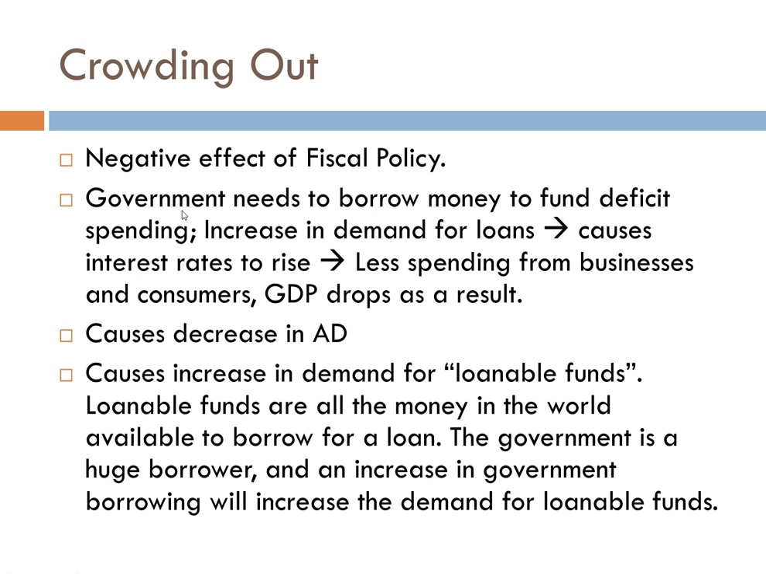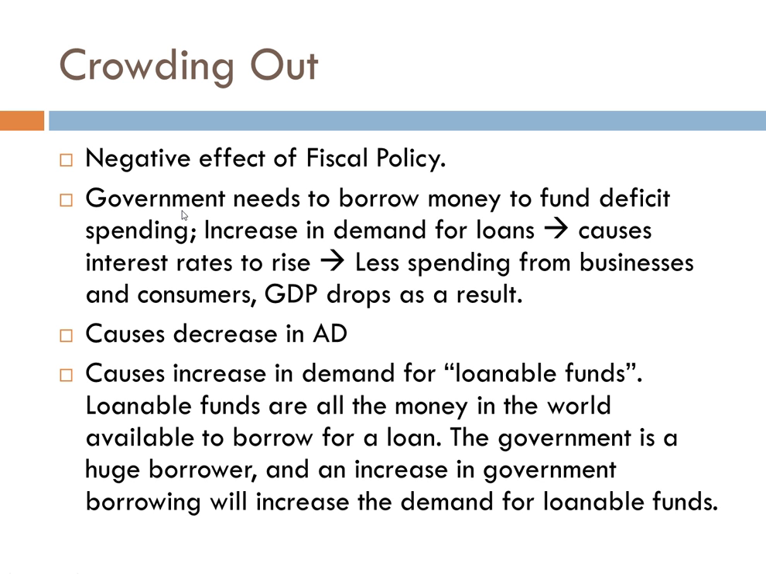So, crowding out is an important thing to know, and it's a negative effect that occurs from the use of fiscal policy to solve recessions. When the government uses its fiscal policy, it needs to borrow money to fund it. So when the government wants to borrow more money, this will increase the demand for loans, as the government is so huge, and it will raise interest rates as a result.